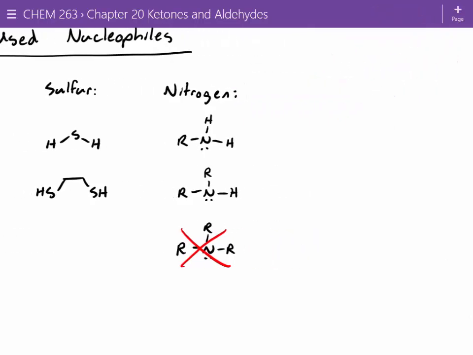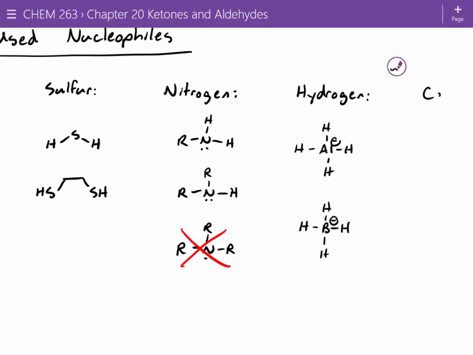All right, the next one will be hydrogen. And we've seen these two for reducing conditions. So sodium borohydride and lithium aluminum hydride are commonly used as hydrogen nucleophiles.